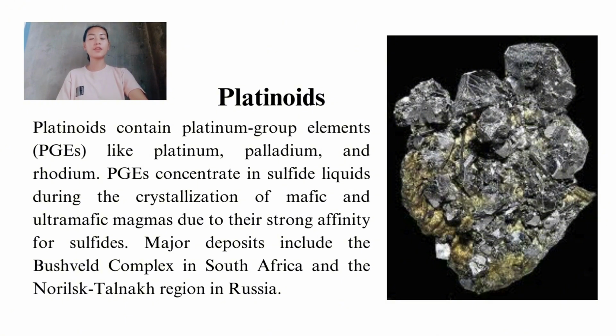Platinoids are one of the minerals formed in magmatic sulfide deposits. They contain platinum group elements, or PGEs, like platinum, palladium, and rhodium. These PGEs are concentrated in sulfide liquids during the crystallization of mafic and ultramafic magmas due to their strong affinity for sulfides. The major deposits include the Bushveld complex in South Africa and the Norilsk-Talnakh region in Russia.